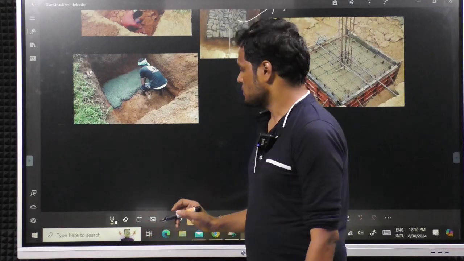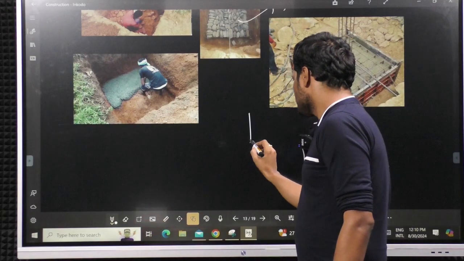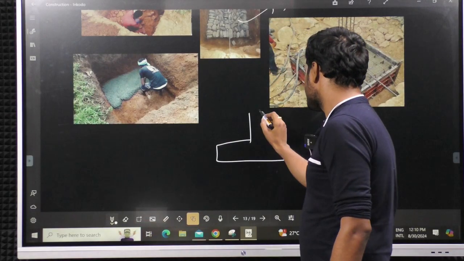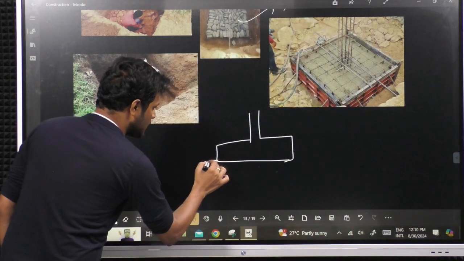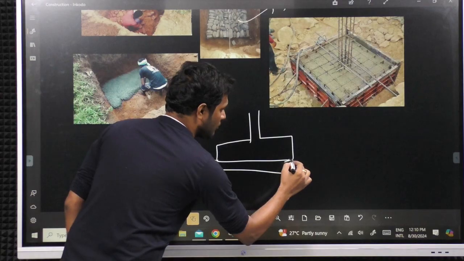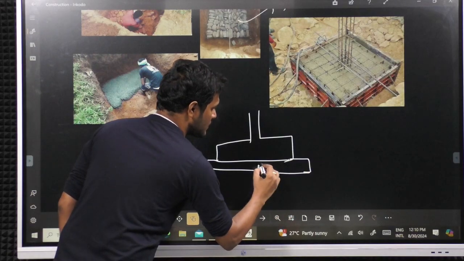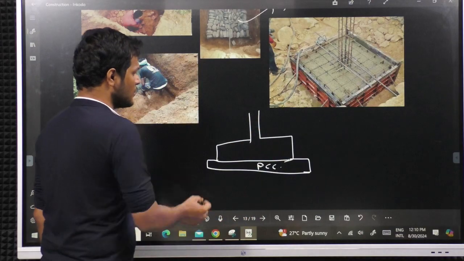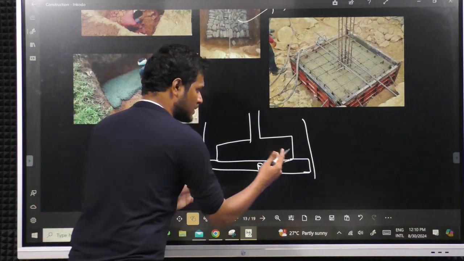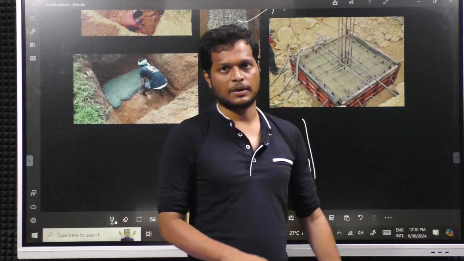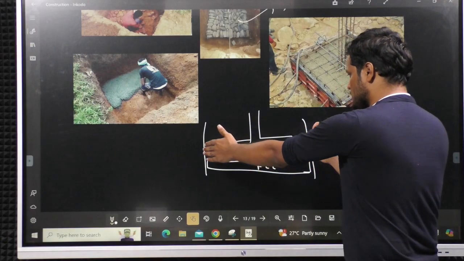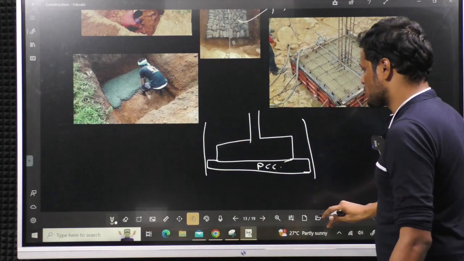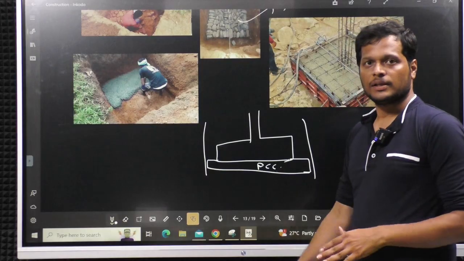So the PCC work. Suppose you have a foundation as per the plan like this, you should be laying a PCC slightly away from it, like this. This is the PCC line. Excavation will also be done slightly away from the required foundation. Apart from the required width or depth of the foundation, slightly more deviation will be taken, and we will be laying the PCC here.